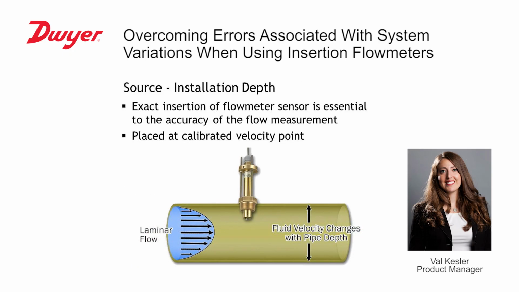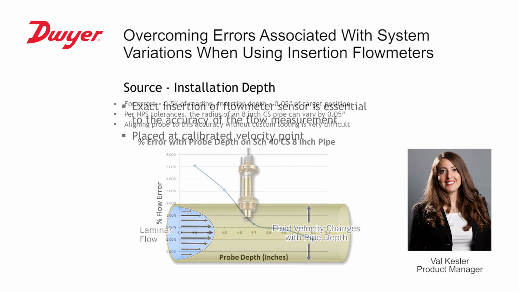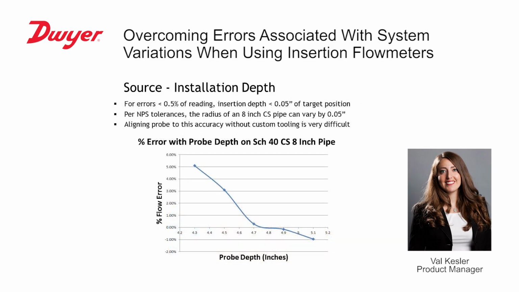Now you'll see this also play a part in the next source of error, which is the installation depth. It's extremely imperative for insertion flow meters that their actual insertion depth is where it needs to be. Particularly, it needs to be placed where the calibrated velocity point was when the unit was manufactured. You can actually get errors of 0.5% of reading. You have to make sure that your insertion depth is accurate to within 0.05 of an inch, in order to ensure that you're getting less than 0.5% of reading error on your flow meter.